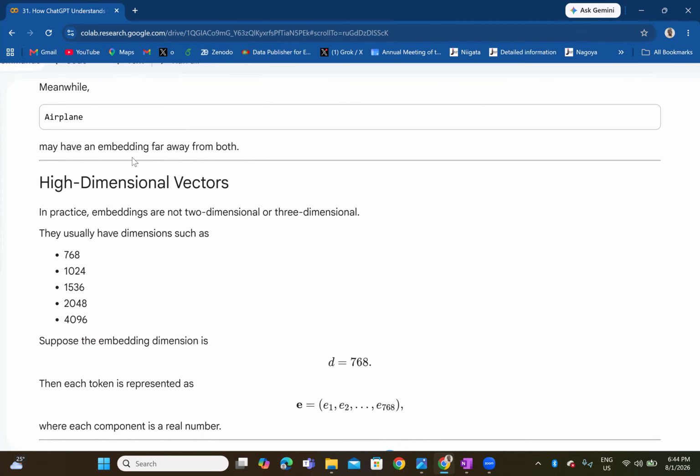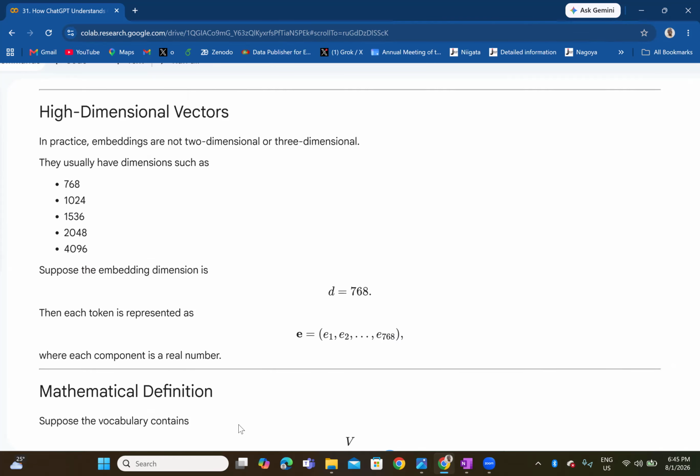And then you talk about high dimensional vectors. In practice, embeddings are not two-dimensional or three-dimensional. They usually have dimensions such as 768, 1024, 1536, 2048, 4096. Now, suppose the embedding dimension is D = 768. Then each token is represented as e = [e1, e2, ..., e768], where each component is a real number.